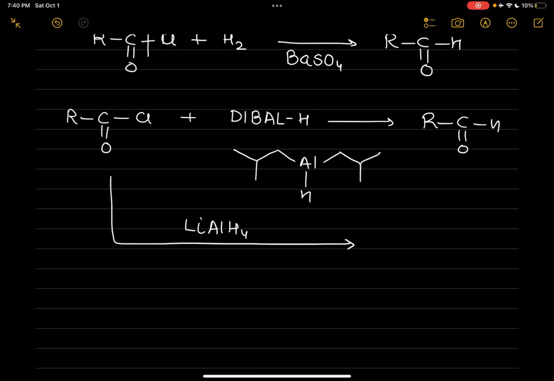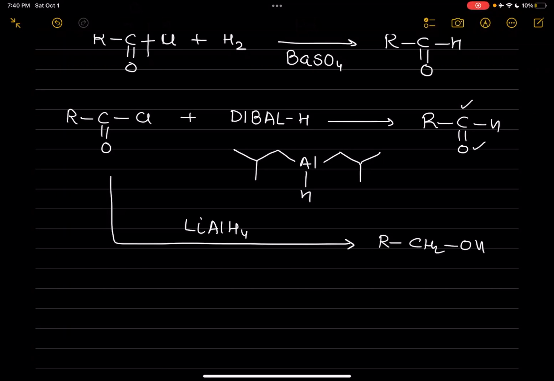So first of all, you will have one H added. You will have aldehyde in the intermediate stage. But that will not be the sole product. The reaction will not stop at aldehyde because you have multiple hydrogens. So the aldehyde is going to reduce further to alcohol. What will happen if you add H again? Ultimately you are going to have RCH2OH. Is it clear?